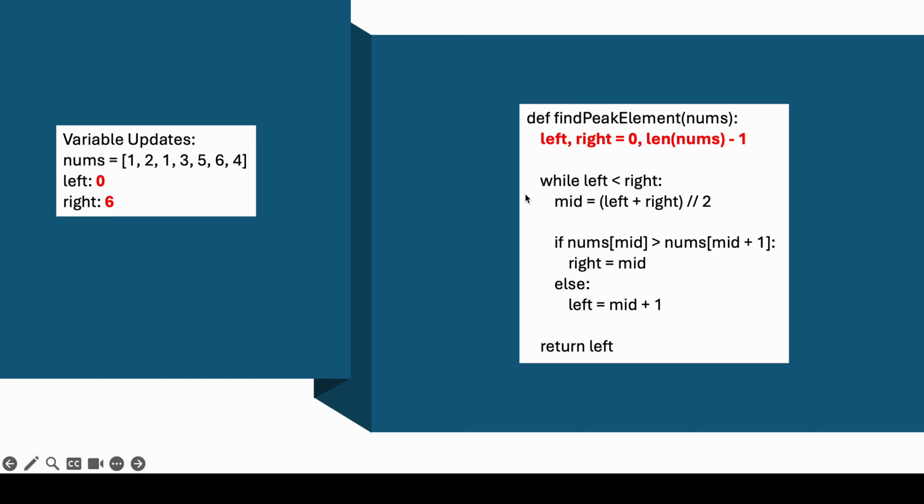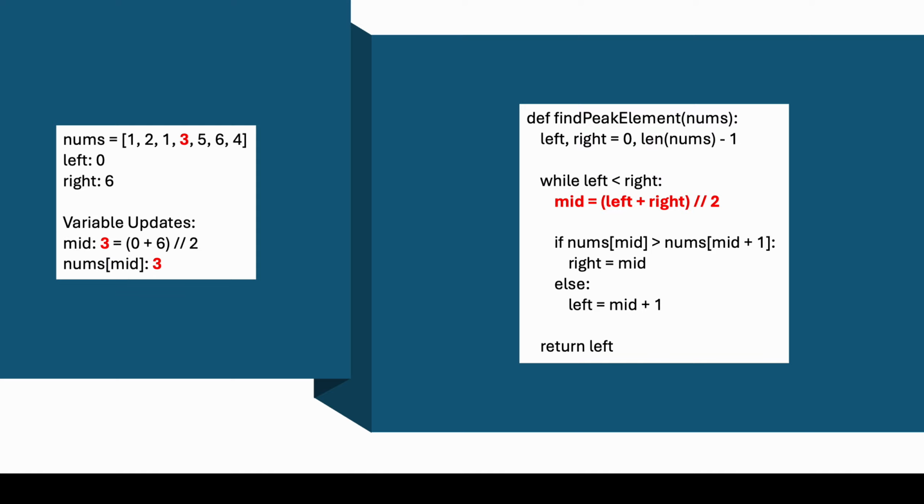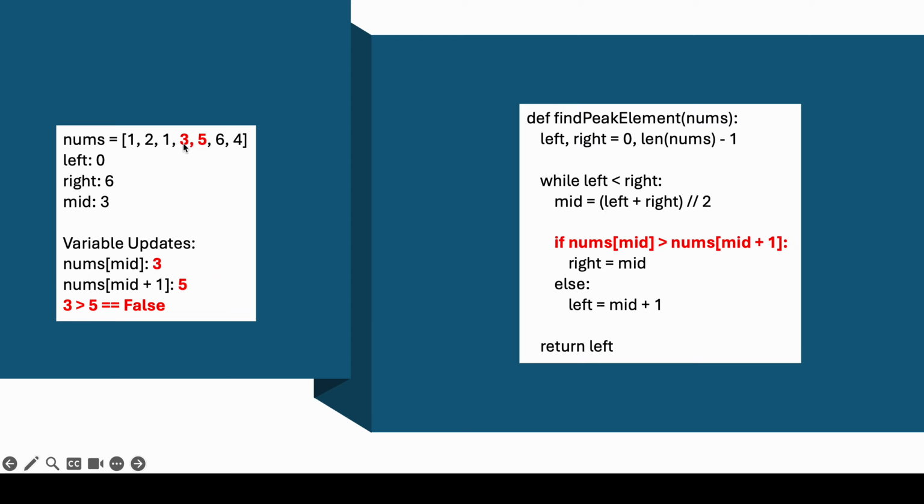Again, we initialize left and right, which will be 0 and 6. Then we know that 0 is less than 6, so we're going to get into the loop. Then we calculate the mid value, which is 0 plus 6 divided by 2, which gives us 3. At index 3, the value will be 3: 0, 1, 2, 3. That's the value there. Now we have num mid, which is 3, and the value to the right, which is 5.